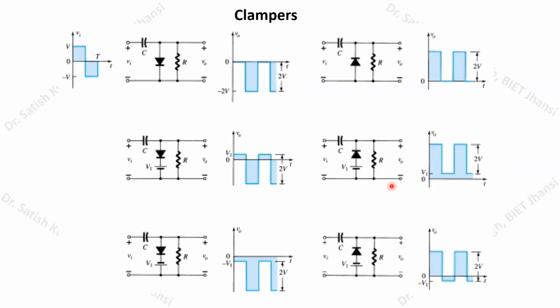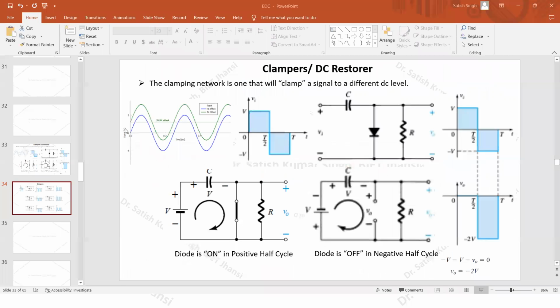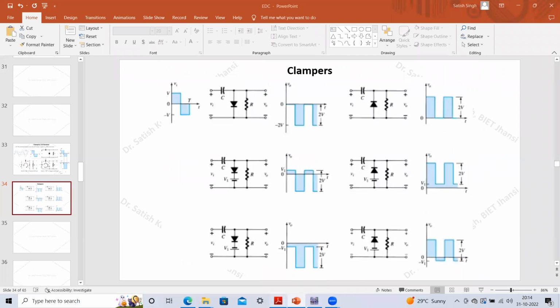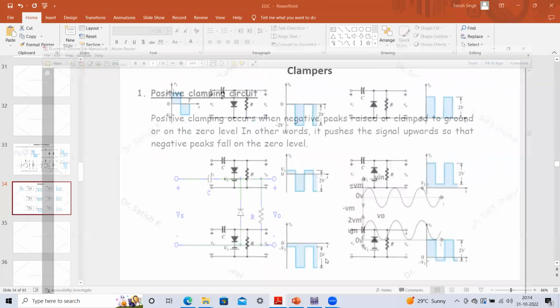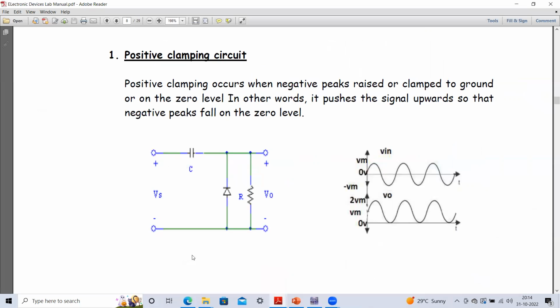So as I have said, in this particular example I have just taken this square wave as the input, but we can also take any waveform. Okay, so if we take the sinusoidal wave, we can have different circuits. Again the same circuits we are having, but we can also take the sinusoidal input waveform. So this will be our positive clamping circuit.